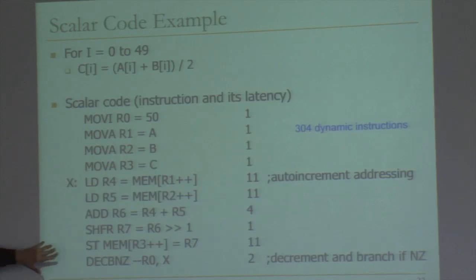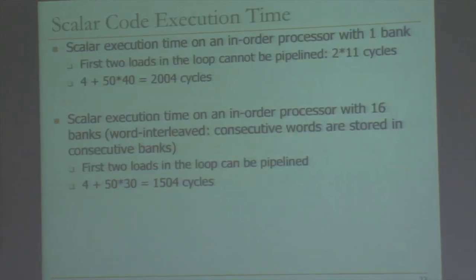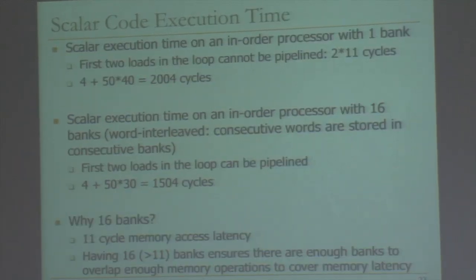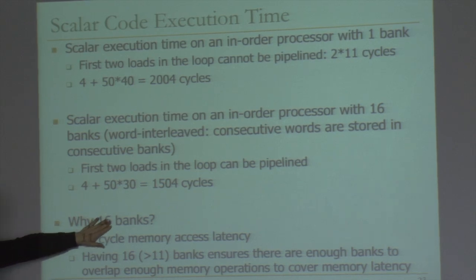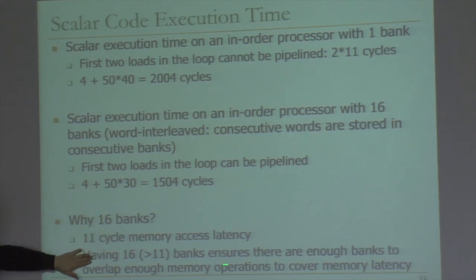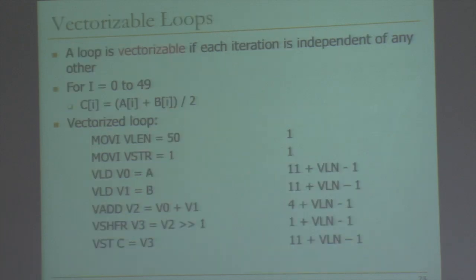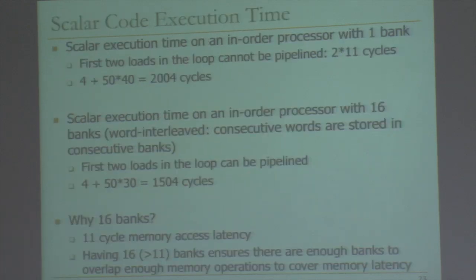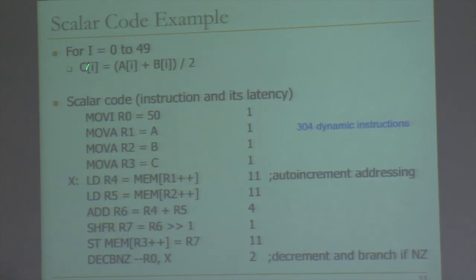And I'm sure you can optimize the in-order processor a little bit to reduce it. Okay, why 16 banks? We already discussed this. Because we have an 11-cycle memory access latency. Having 16 banks ensures that there are enough banks to overlap enough memory operations to cover memory latency. Let's take a look at the vector code for the same pseudocode over here.